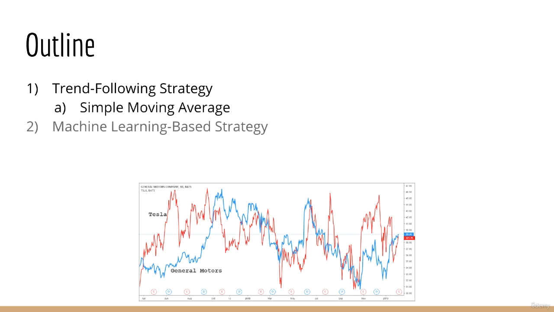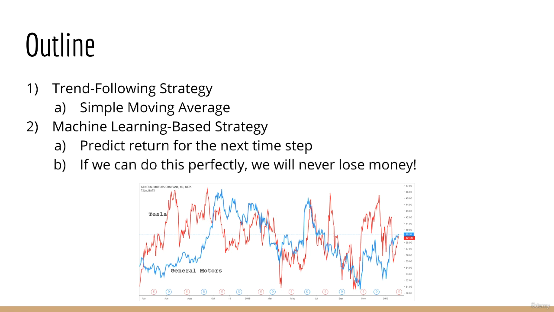After this, we will take a machine learning-based approach where we attempt to use a machine learning model to predict whether tomorrow's return will be positive or negative. If tomorrow's return will be positive, then we would want to buy, and if we predict that it will be negative, then we would want to sell. Of course, if we could do this perfectly, then we would never lose any money, even on stocks that trend downward.